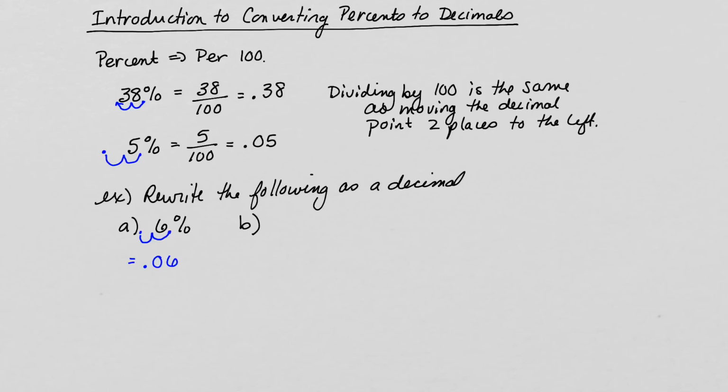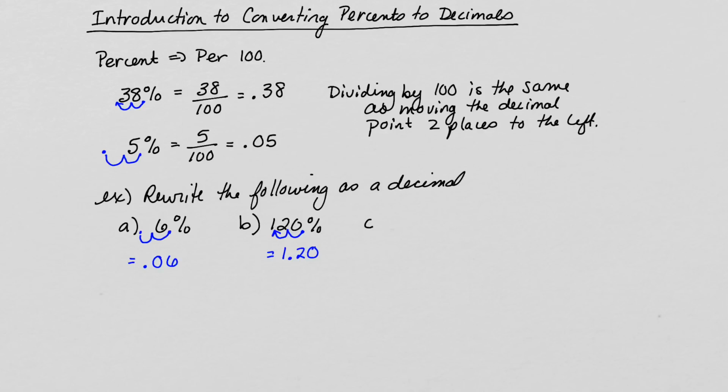So let's try another one. So what about 120%? So again, here's my decimal point. It's going to move 2 places. So this is going to be 1.20. And since I actually divided by 100, that's why I get rid of that percent sign.